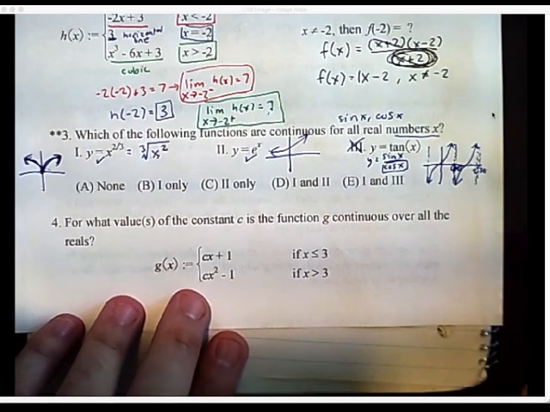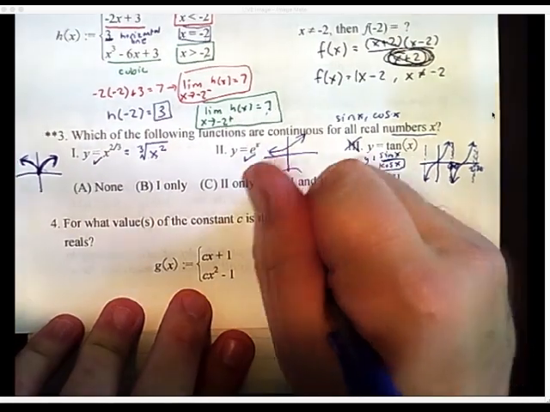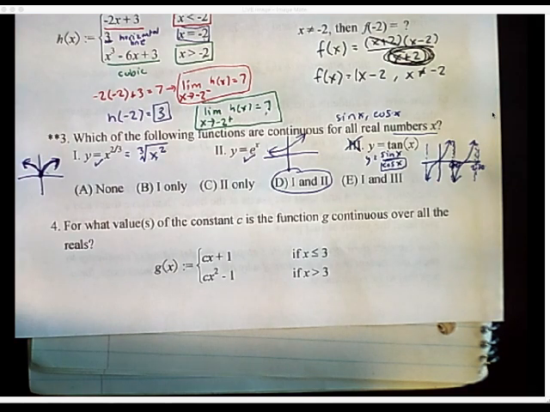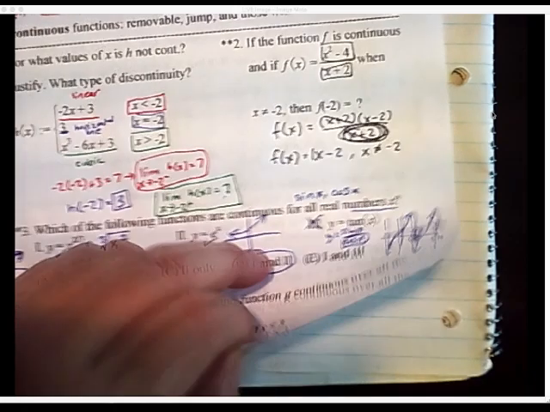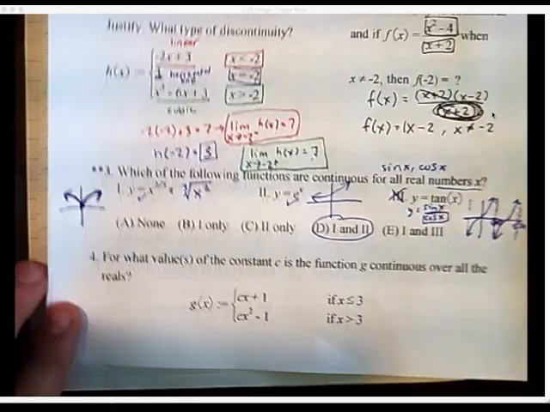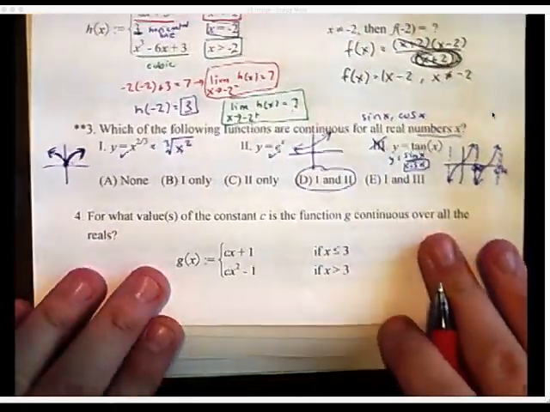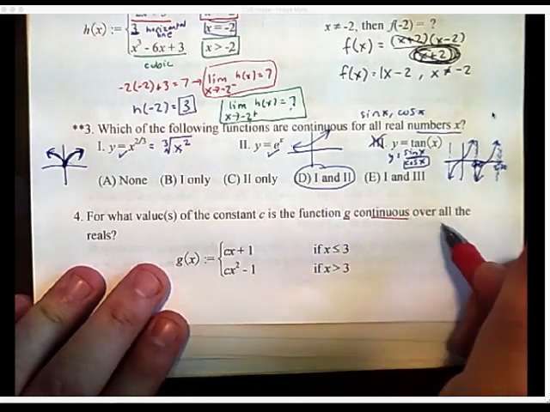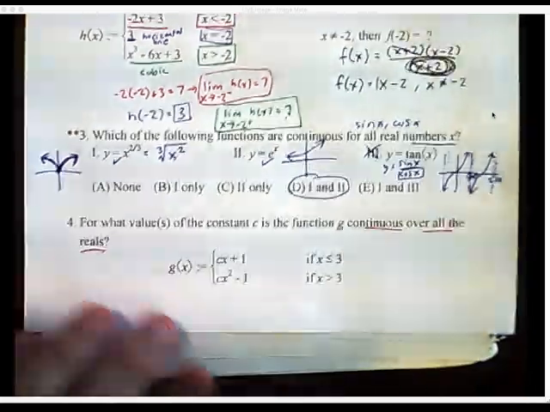Okay, so only 1 and 2 are continuous everywhere. So that's the right number. Okay. Now, number 4, it says, for what values of the constant c is the function g continuous over all the real numbers?